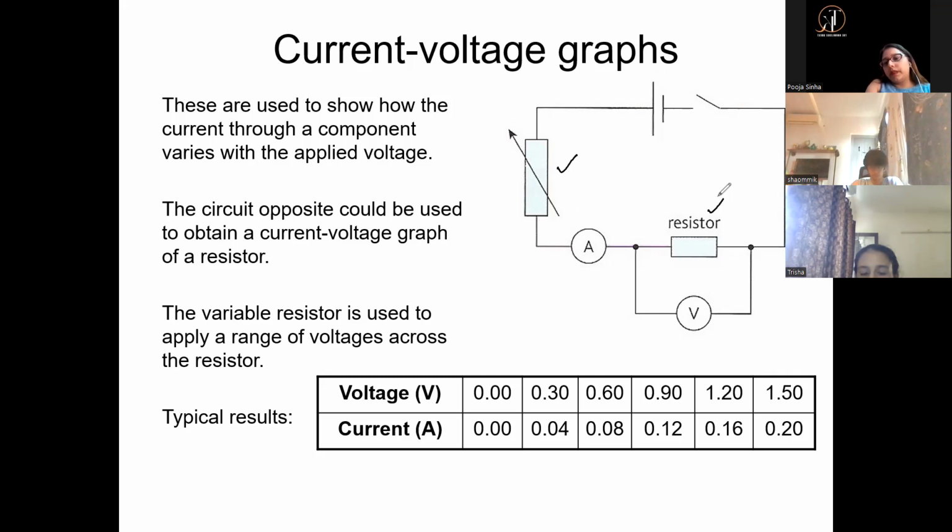Why do you need a variable resistor when you already have a resistor? So how do you answer this? What is the variable resistor doing, do you understand? The variable resistor is used to apply a range of voltage across the resistor.